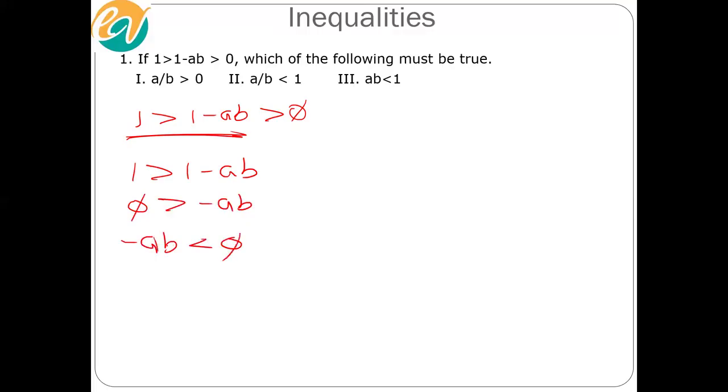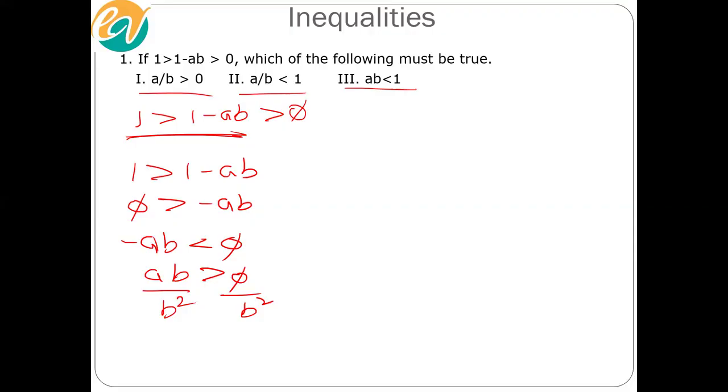Now, what do I do? Multiply both sides by minus 1. Since I'm multiplying both sides by a negative number, what happens? Inequality sign flips. So AB is greater than 0. Now, notice I obviously keep all of these in mind. And then what I can do is I can divide both sides of inequality by b square. Can someone tell me why am I able to divide both sides of inequality by b square?